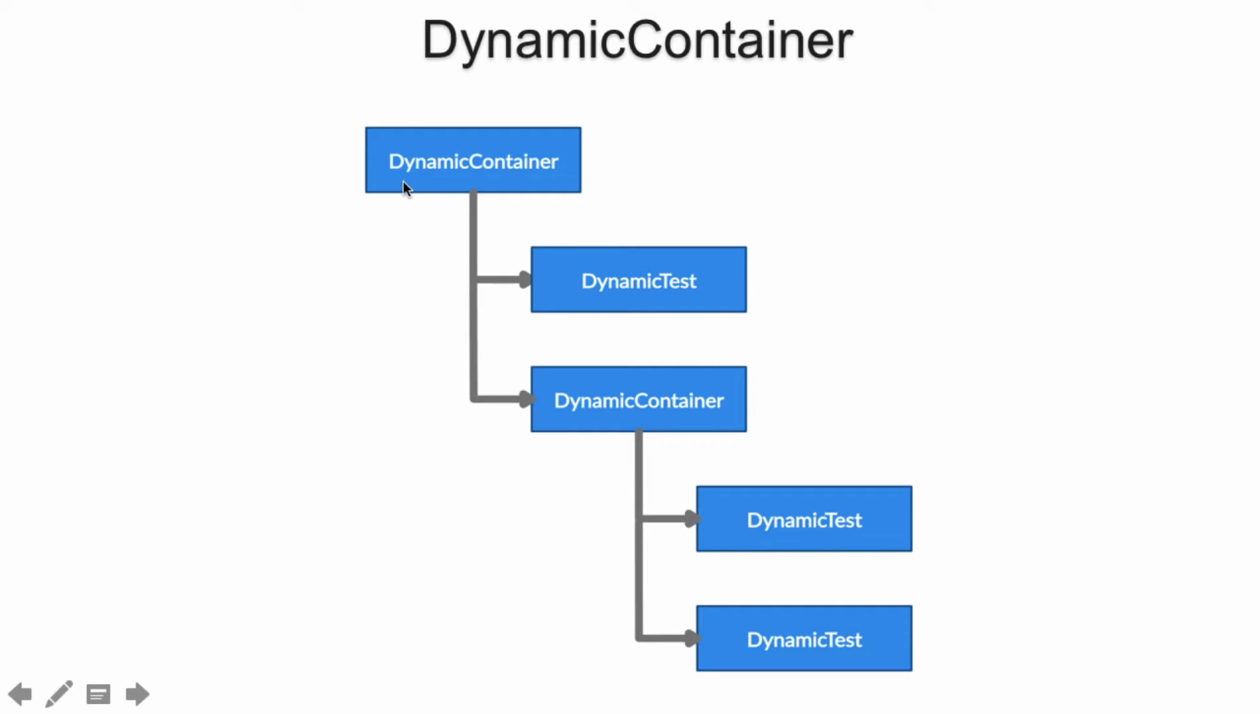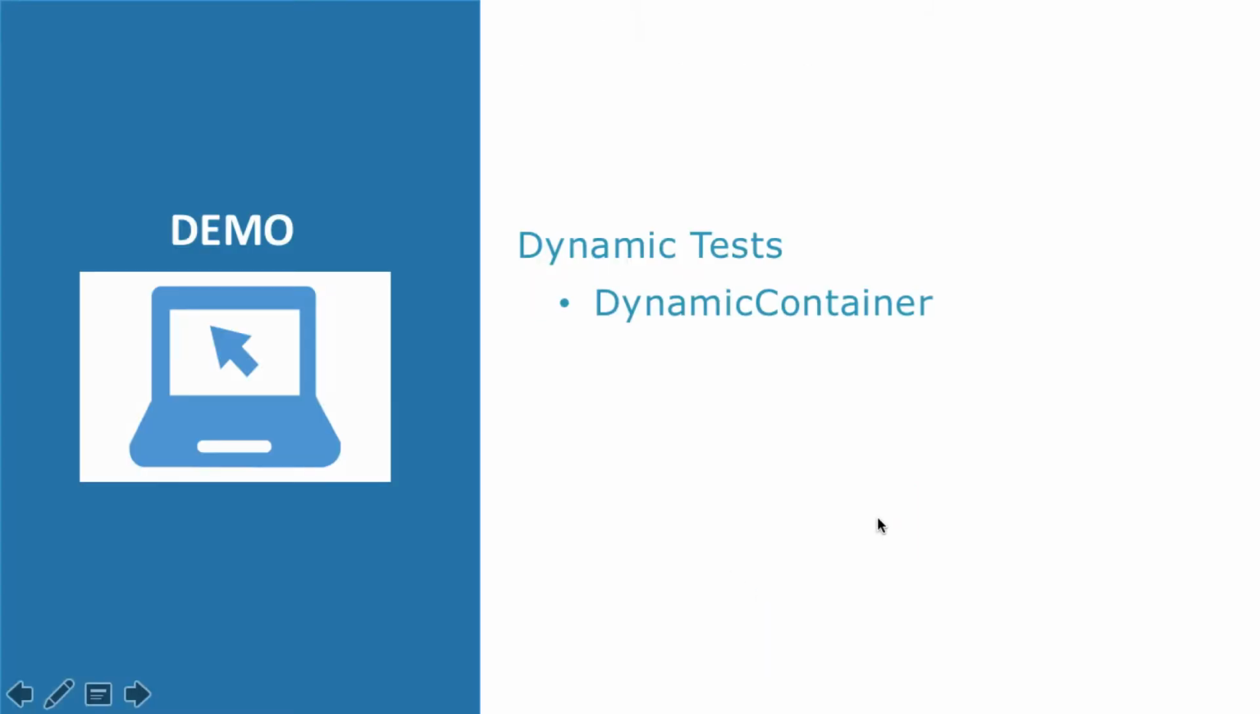So here basically dynamic container contains a collection of dynamic nodes. Now as we discussed, the dynamic node is parent to dynamic test and dynamic container. So inside a dynamic container we can have multiple dynamic tests along with other dynamic containers, which can go on and on. So friend, let's go to Eclipse and see the demonstration of how we can create a dynamic container for our dynamic test.